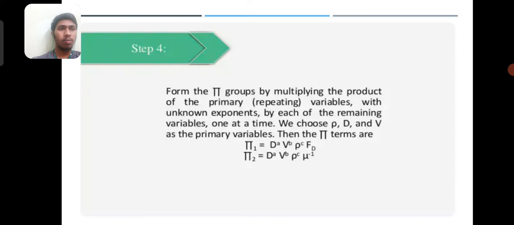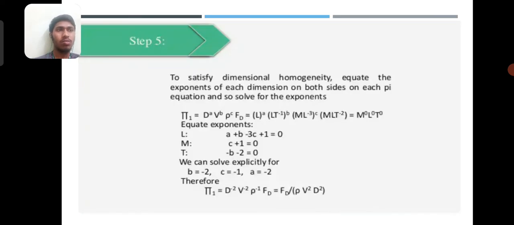Then the pi terms are pi 1 equals d power a, v power b, rho power c, f of t, and pi 2 equals d power a, v power b, rho power c, and mu power minus 1. And step 5 is as follows.